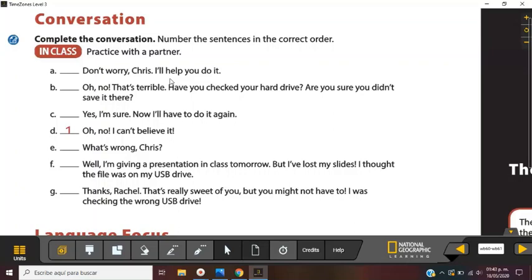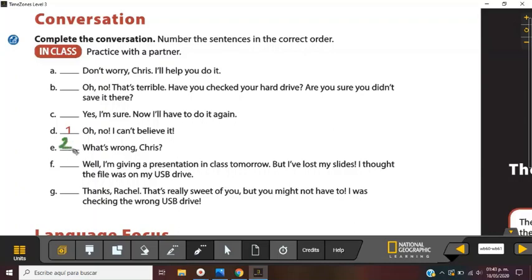I was checking the wrong USB. So the first one we have this. And the number 2, which do you think is the correct answer? Yes, we have, oh, what's wrong? I can't believe it. What's wrong, Chris?